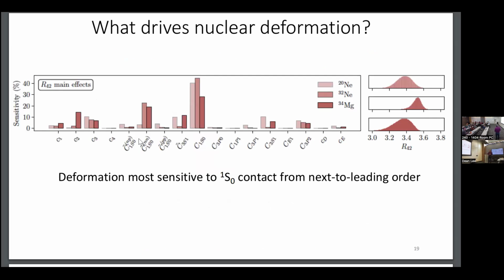And this is a more detailed view again here. Yeah, you see here, it's short range physics that drives it here. Particularly here, right? This is the next to leading order singlet S guy. Yeah, good.